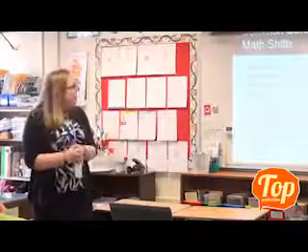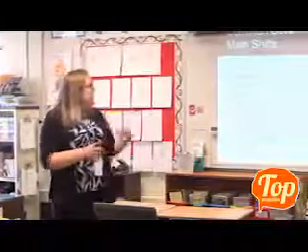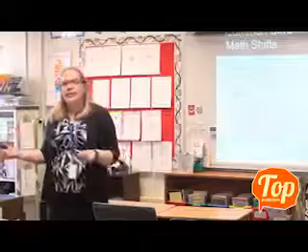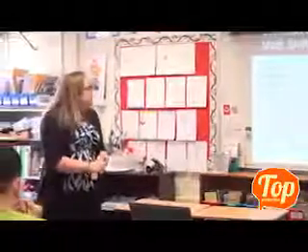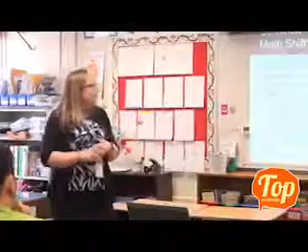Here we have what we call the Common Core math shifts. These are the changes on the instructional end. These are the things that look different in the classroom. So the first math shift is focus. Focus strongly where the standards focus.